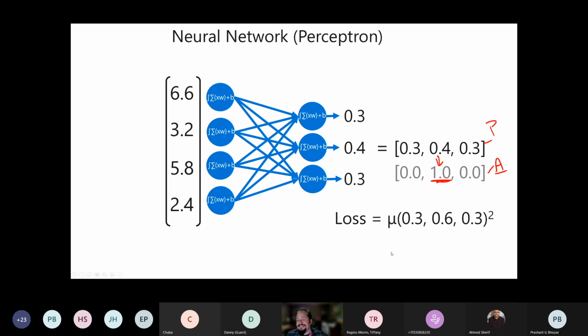We say, what is the difference if I subtract each of the individual probabilities? So what's the difference between these two? 0.3. What's the difference between these two? 0.6. What's the difference between these two? 0.3, right? Then we're going to sum them up and square them, essentially. If we do the math on that, our loss is 0.16.